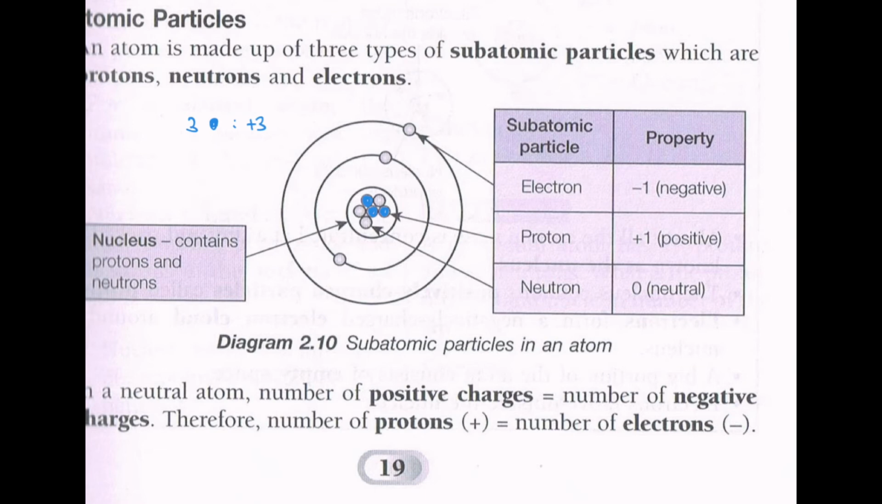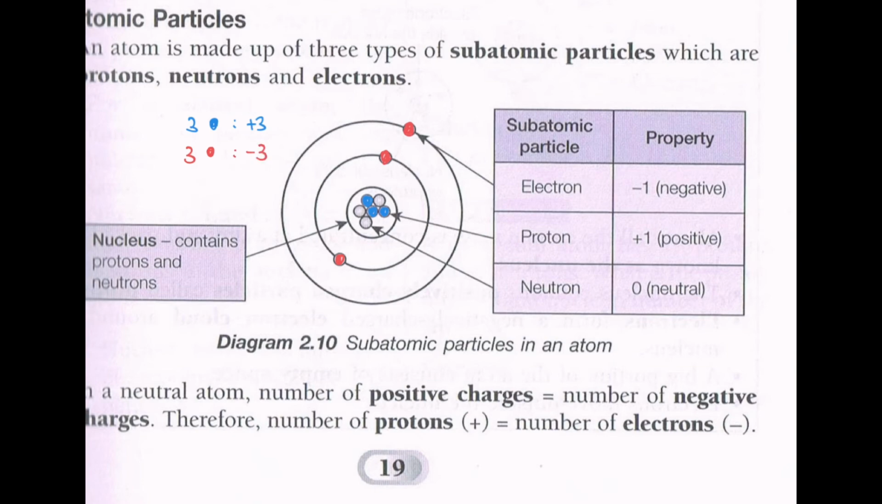And then we also have 3 electrons. As you can see, they are on the round. 1 electron, 2 electrons, and 3 electrons. So 3 electrons. I put it in red. 1, 2, 3. Okay, 3 electrons. The charge is negative 3.